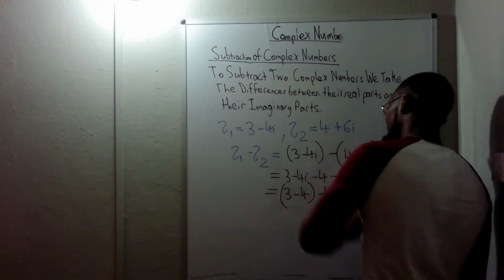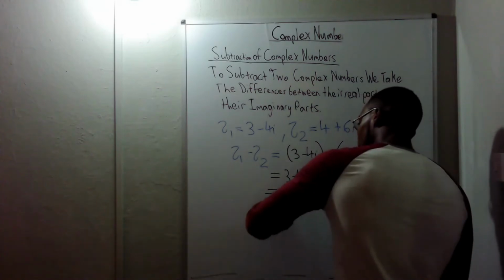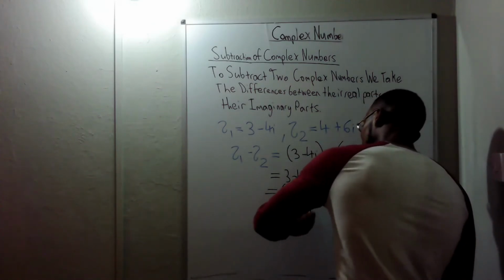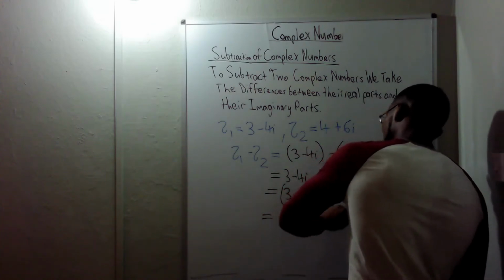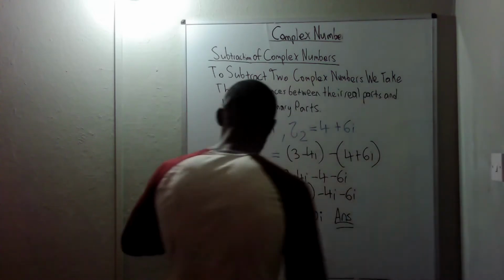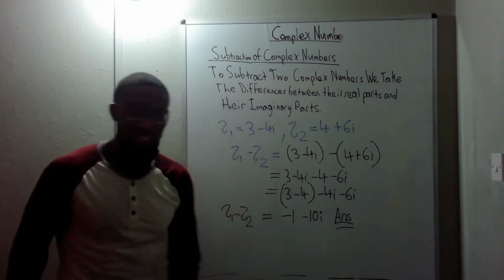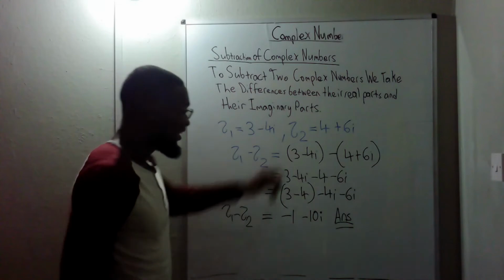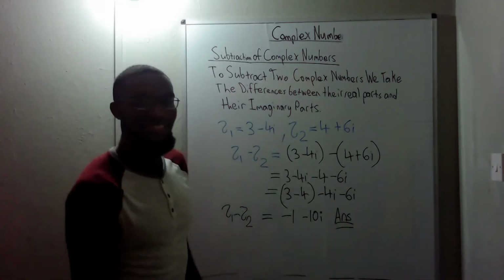minus 6i. Alright? So 3 minus 4 is negative 1. Minus 4 minus 6i, that's minus 10i. So that's your answer, minus 1 minus 10i. That will be z1 minus z2. Alright, so I hope everybody got that when they tried it. Nice. Okay, lovely.